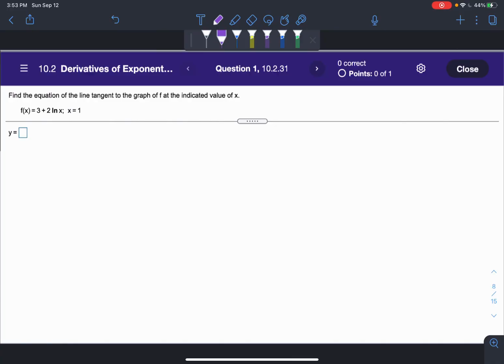So now we want to find the equation of a tangent line. So that's going to take the form of y equals mx plus b. Our m is going to come from our derivative at the point that we were given, that's 1. So we first need to find what f prime is. So we can do that real quick.